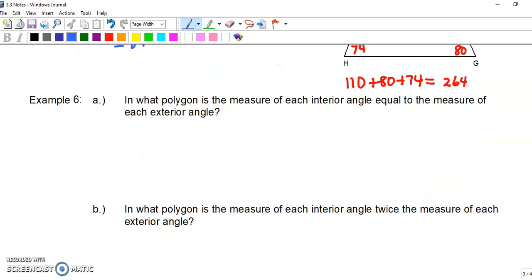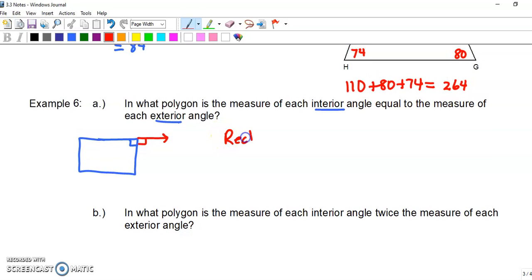In what polygon is the measure of each interior angle equal to the measure of each exterior? Well, one interior and one exterior are a linear pair, so they have to add up to 180. If they are equal, the only way to have two equal angles that add up to 180 is if you have 90s. If we have an angle that's 90, then the exterior angle is also 90. So it's only in rectangles and squares where that happens.